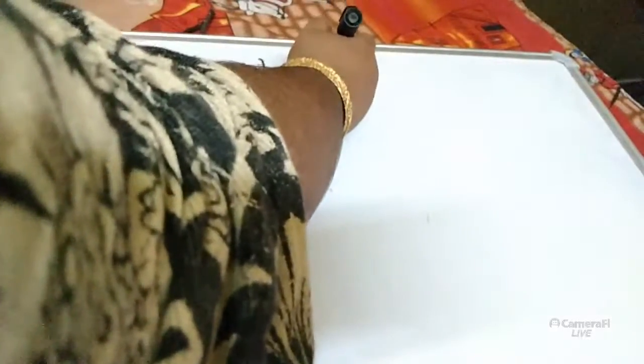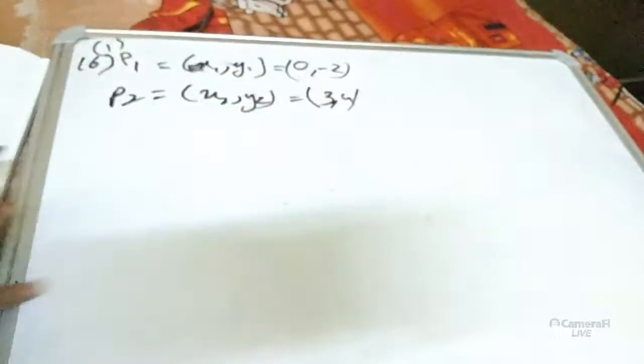Number 16. We have to find the gradient of a line passing through the following pairs of points. So we have two points over here, P1 and P2. P1 we are considering as x1, y1 and P2 as x2, y2. In sub part 1, P1 is given as (0, -2) and P2 is given as (3, 4).